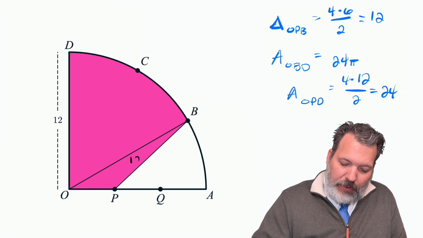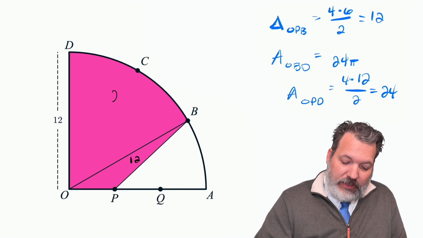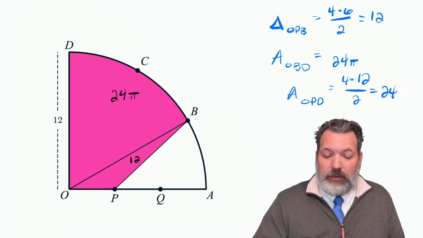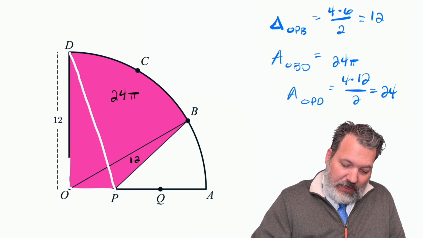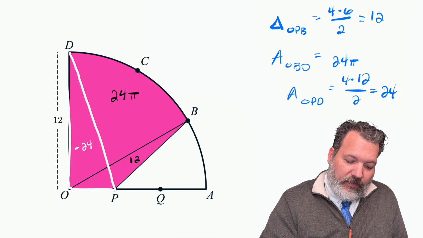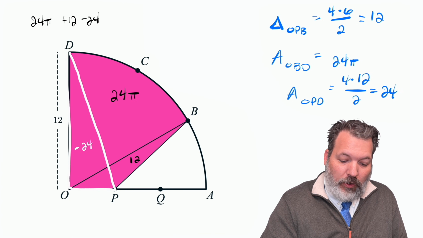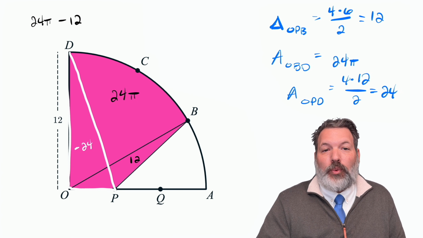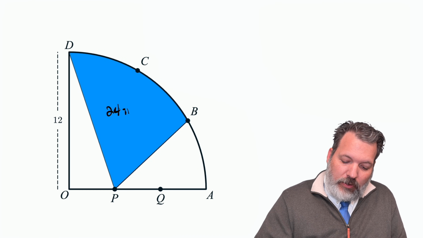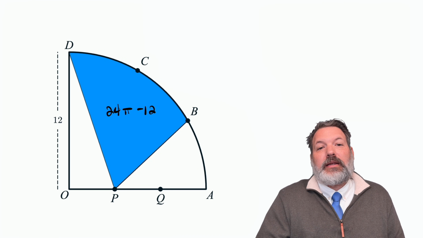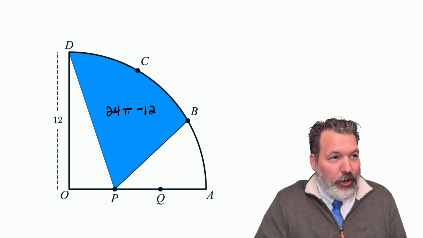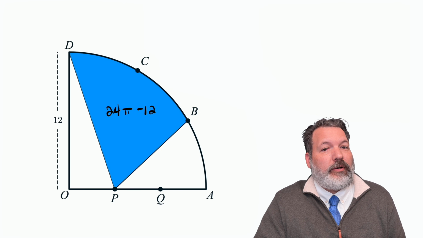The area of OPB, which we figured out was 12, plus the area of this sector, OBD, which we figured out was 24 pi, minus the area OPD, which we figured out was 24, gives us a total area of 24 pi plus 12 minus 24, or when we simplify just a little bit more, 24 pi minus 12. And so there you have it. The blue shaded region we were interested in from the beginning does have an area that we can calculate as 24 pi minus 12, no trigonometry or polar coordinates required.